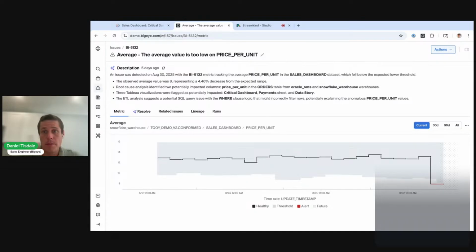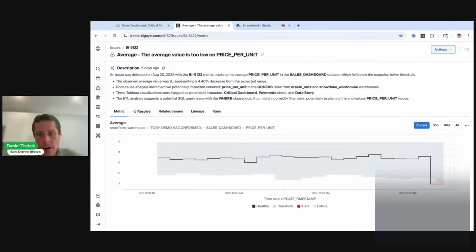So what's the potential business impact as a result of this data quality issue? There are 3 critical Tableau dashboards that are being impacted. And because we're also able to analyze and understand the ETL code that is responsible for any of the transformations across different systems, we also have a nice suggestion highlighting that there's potentially an issue with the where clause logic. This description is leveraging some generative AI, so it's going to take all of the context into consideration and make what's presented as easily digestible as possible.